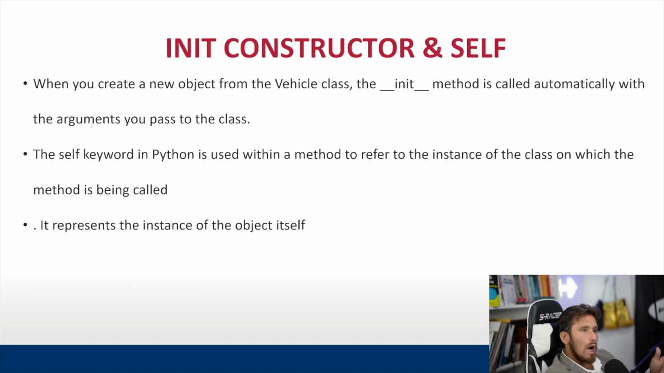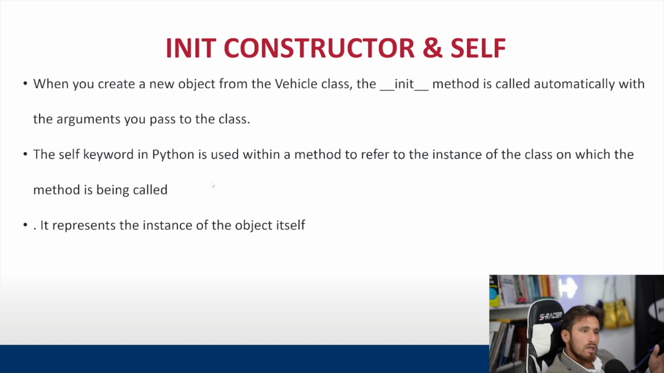So when you create a new object, let's say from the vehicle class, the init method is automatically called with all the arguments you're going to pass to that class. So you want to keep that as the first, you can think of it as a function, but it's really a method that we're calling within that object. We're initializing the attributes in the object. So we're basically giving those attributes first.